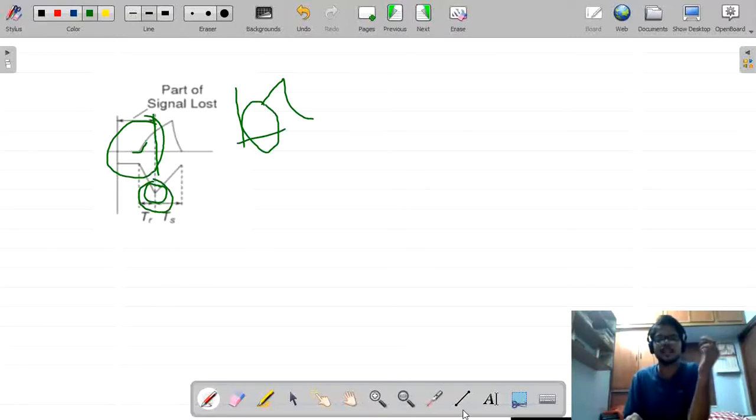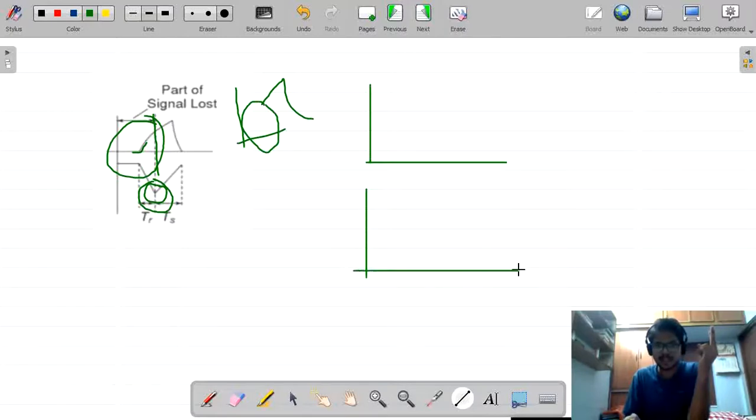Now let us consider case number 2. In case number 2, we will observe that, assume that this is a graph of an input signal and this is a graph of a sweep generator. Now let us consider.